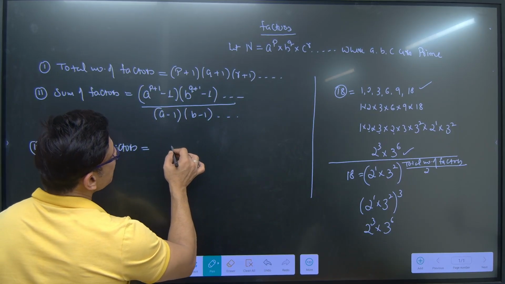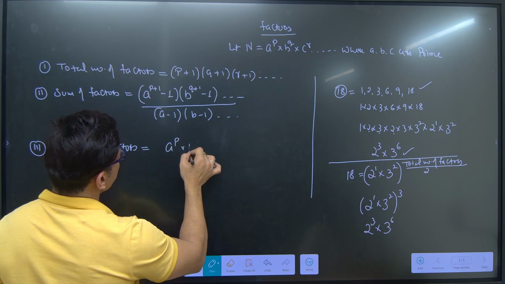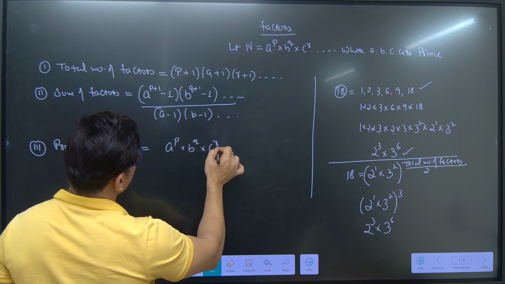prime factorize, which is a raised power p into b raised power q into c raised power r.